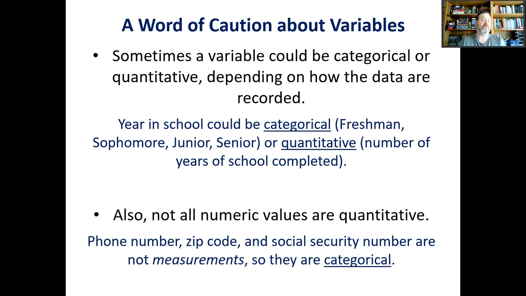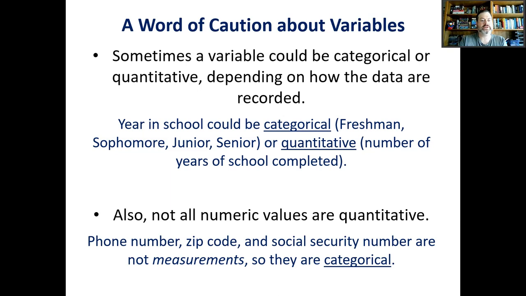Now, there's two things that can go wrong with variables. As long as you're aware of this, you're going to be fine. The first one is that some variables could be categorical or quantitative depending on how the data are recorded. So year in school could be categorical, right? We saw that already. But it could be quantitative if the people collecting the data choose to register that as how many years of school have you completed. And if you say, I've completed 11 years of school, they would just call that a junior, right? But it's still a measurement if you would choose to obtain the data in that way.